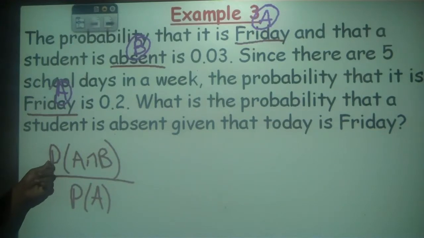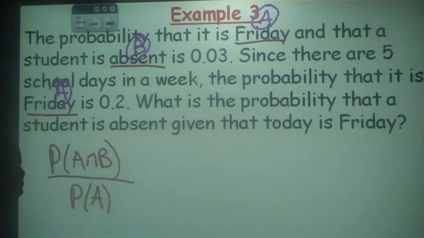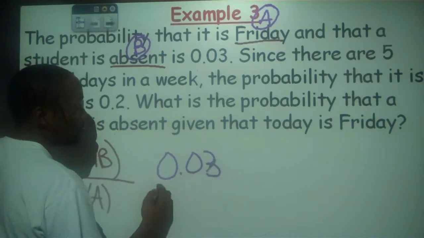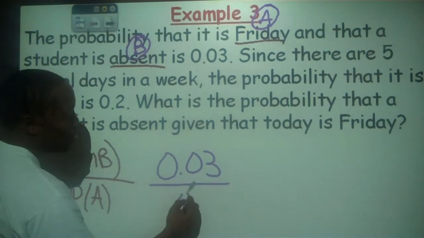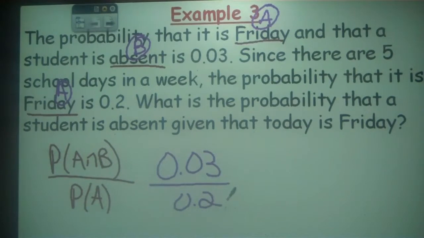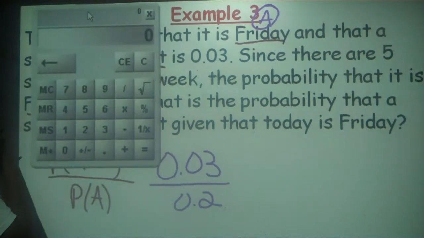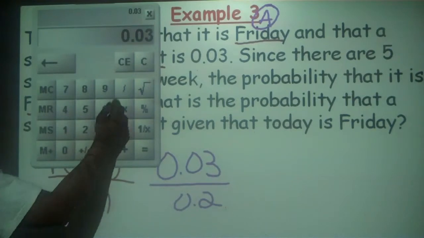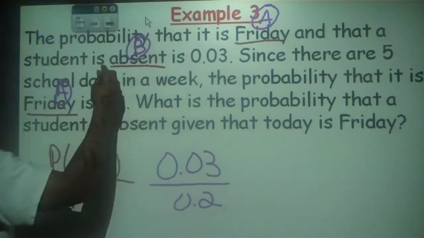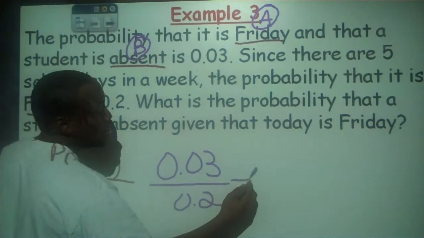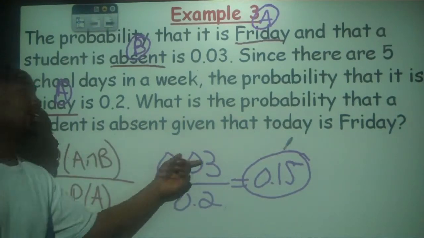So which one gives me the probability of the first event and the second event at the same time? That would be right here, 0.03. What's my probability of just the first event? Which would just be Friday, which would be 0.2. Now, to find the probability, we can take our handy dandy calculator and do 0.03 divided by 0.2. And what do we get? 0.15. That is our answer. That gives us the probability that a student is absent, given that today is Friday.